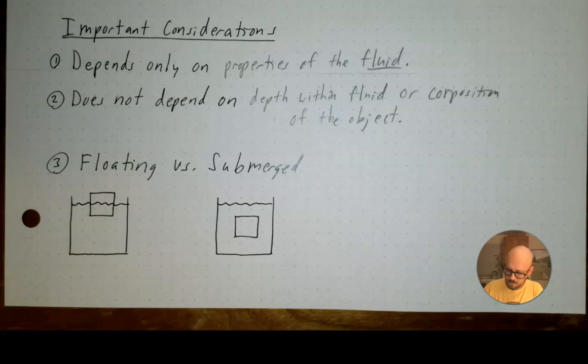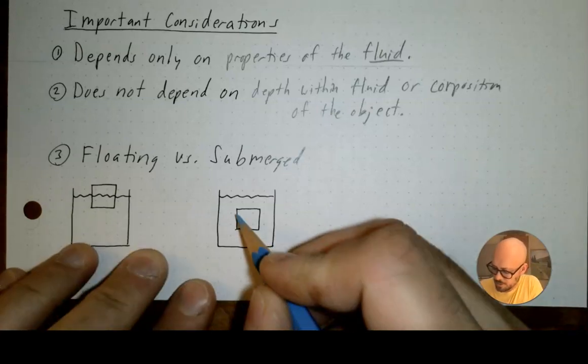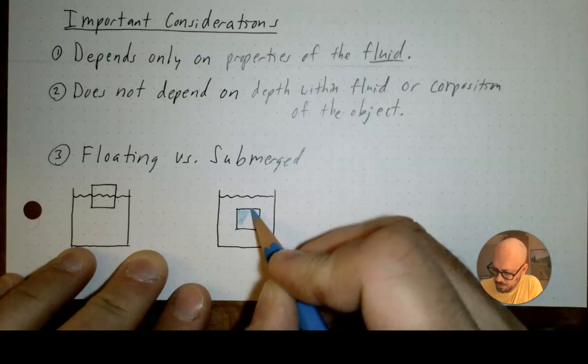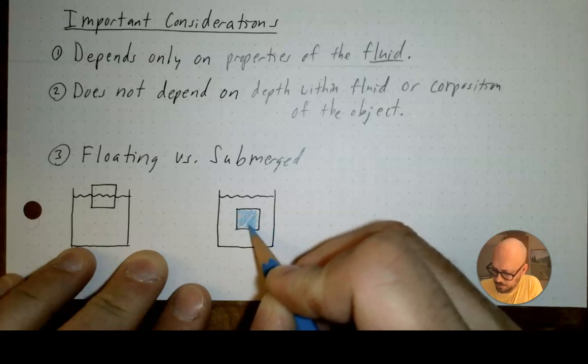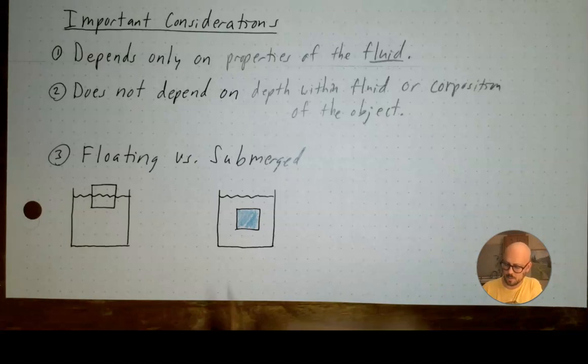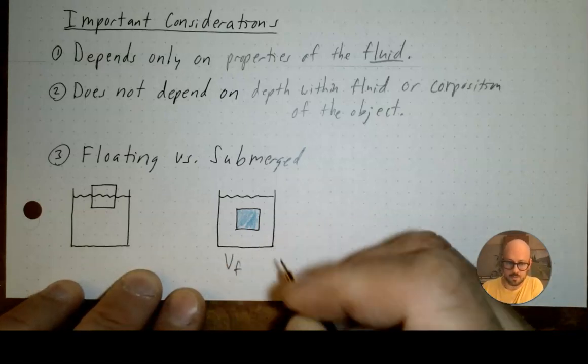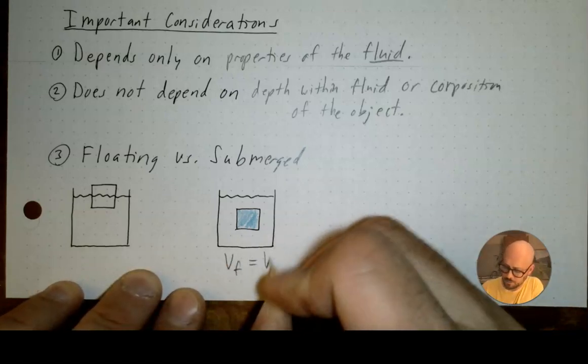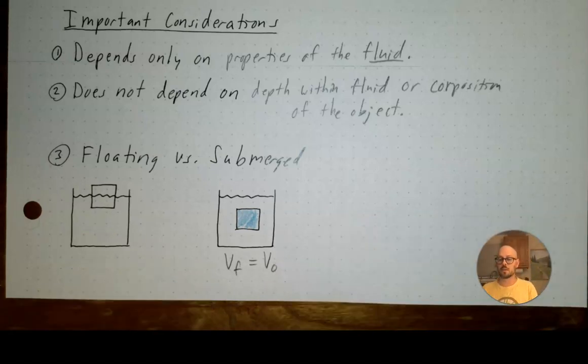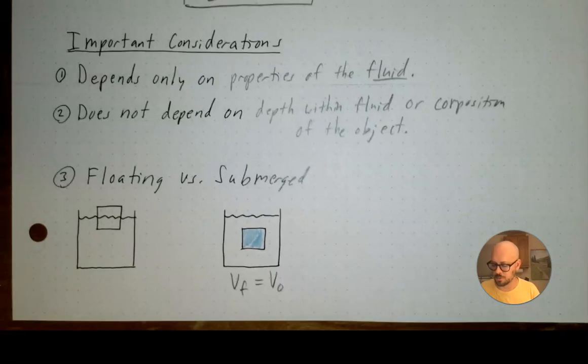So let's start with the object being submerged. If the entire object is within the fluid itself, that means that the volume of fluid displaced is equal to the volume of the object. Now that's the easiest way to deal with the buoyant force equation, if you get to use the entire object's volume as the fluid's volume that's displaced.